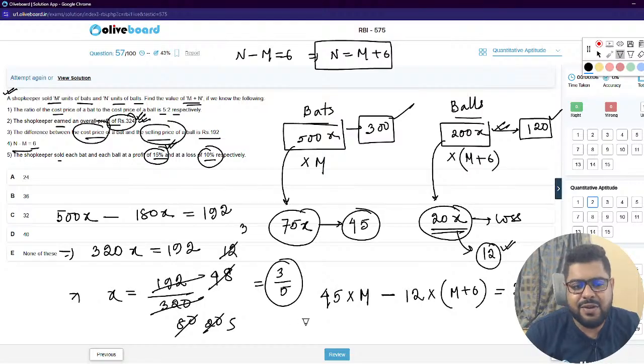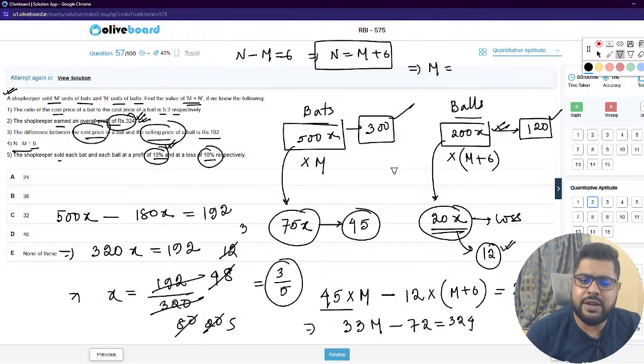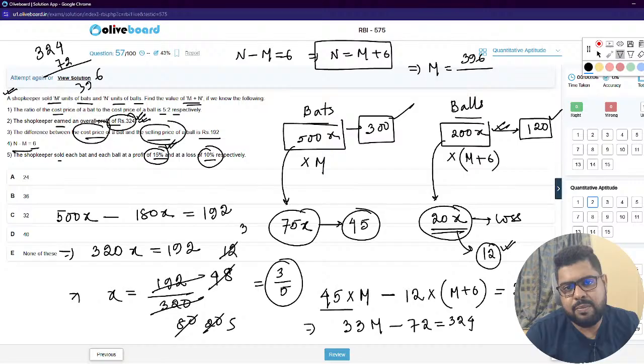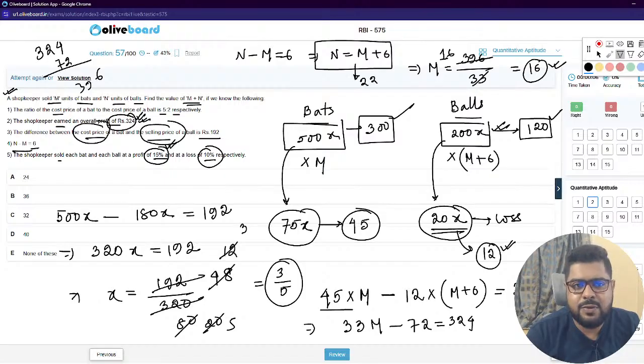That's your equation. Calculate. 45 minus 12 is 33M, and this is minus 72, that is 324. So M will become 324 plus 72, that is 396, by 33. So 33 ones are this, 6 are this. So M is 16, sir. So N will be 22, that is 16 plus 6. They are asking M plus N. 22 plus 16, that is 22 plus 6 is 28 plus 10, sir, 38.